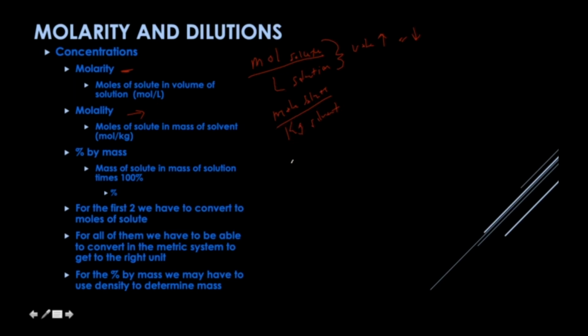And the other one that we're going to use an awful lot is the percent by mass. So this is your mass of solute over your mass of the entire solution. So that would be the mass of the solute plus the mass of the solvent, so mass of solution. And then all of this is times 100% because your masses are going to cancel.